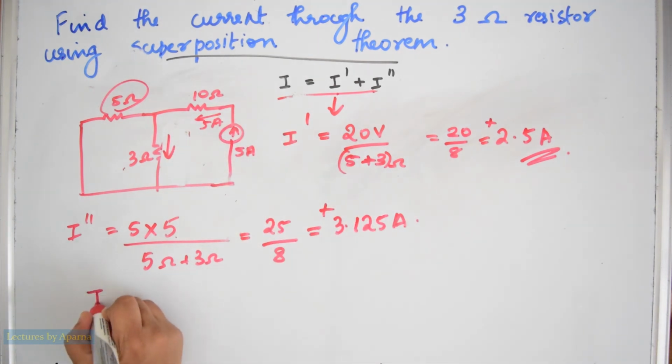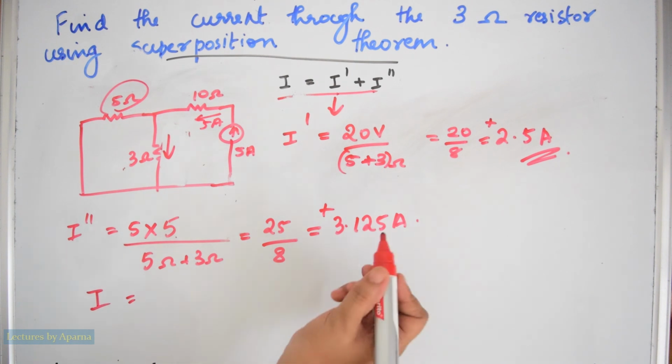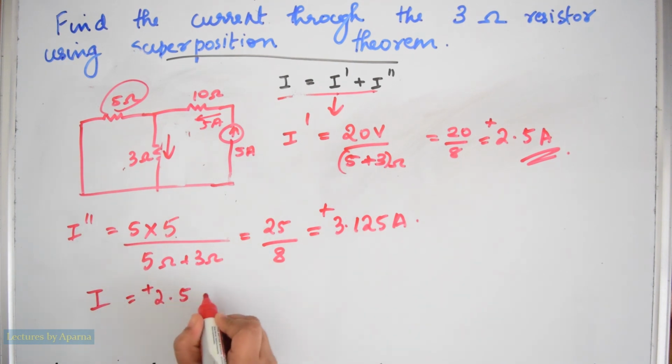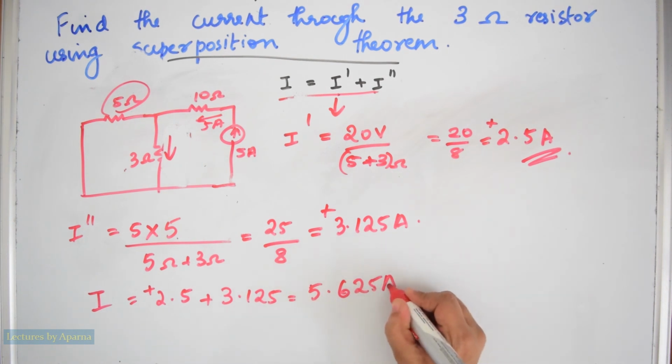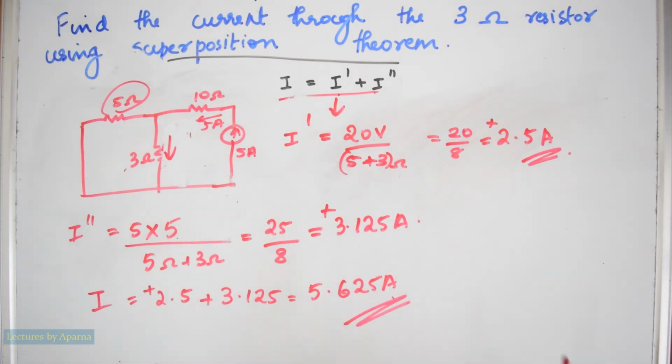So now what will be I? I will be equal to plus 2.5 plus 3.125, which equals 5.625 ampere. So this is the current through the 3 ohm resistance, and we found it using the superposition theorem.